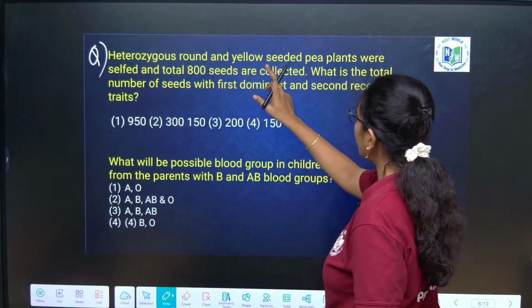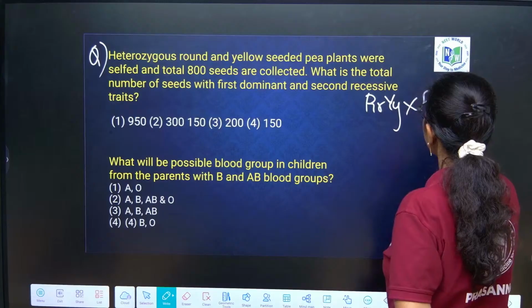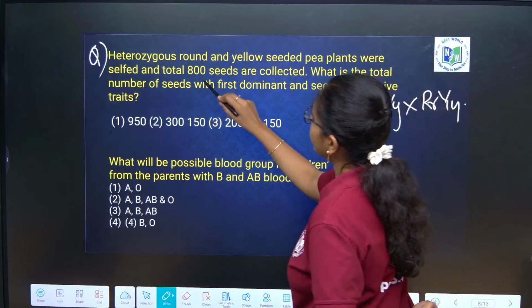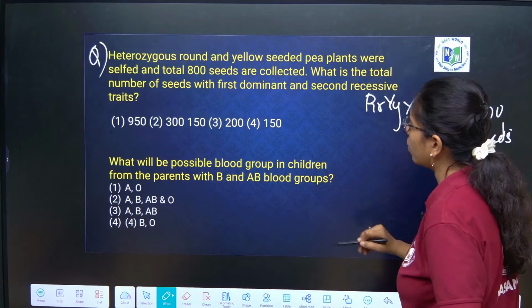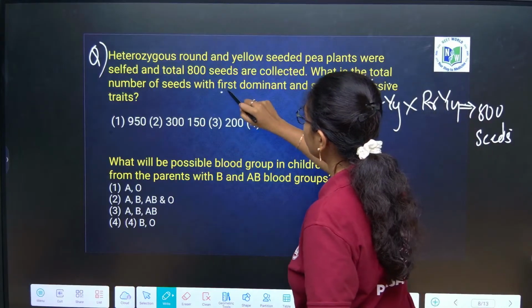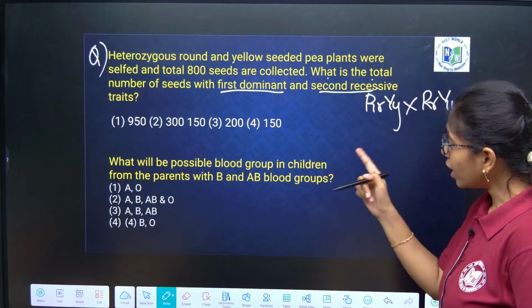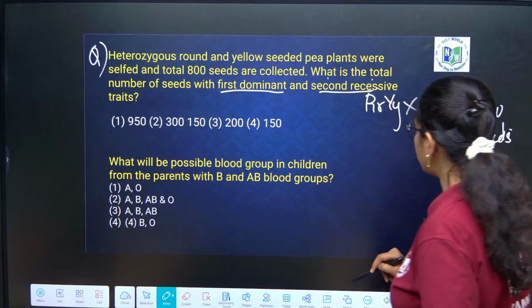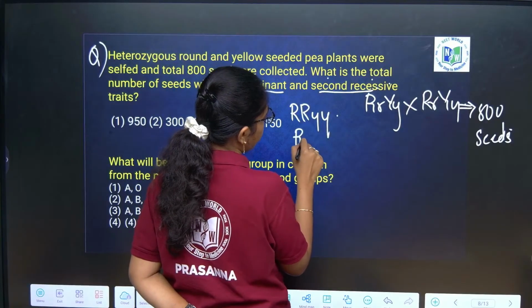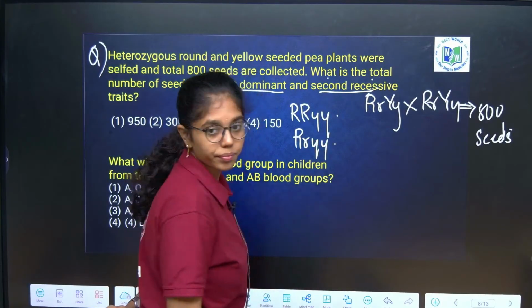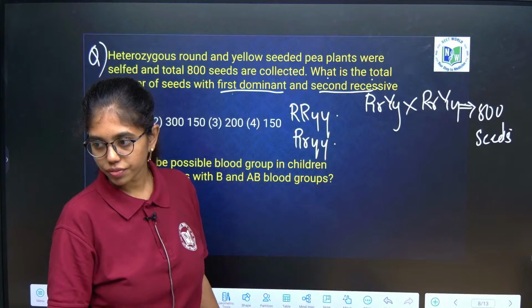Heterozygous round and yellow seeded pea plants were selfed. This will be the combination, and they got a total of 800 seeds according to the question. What is the total number of seeds with first dominant and second recessive? Only the phenotype he is saying. First dominant means it can be like this or it can be like that. How many are there for 16 zygotes with first dominant and second recessive?